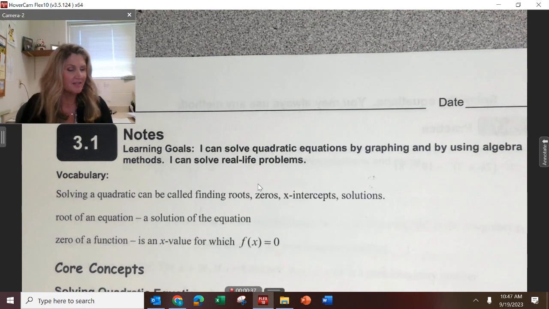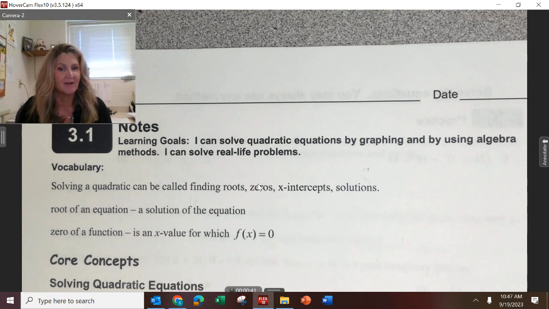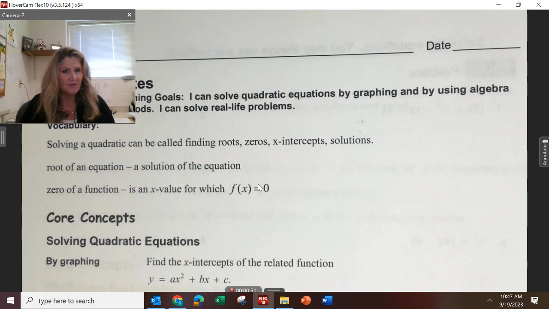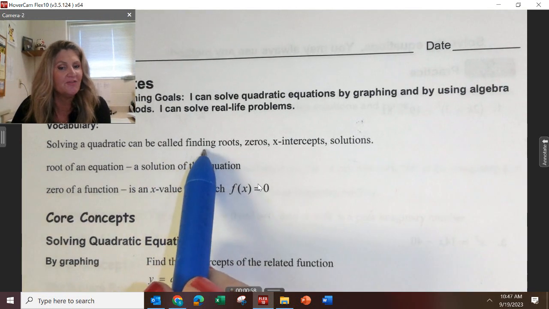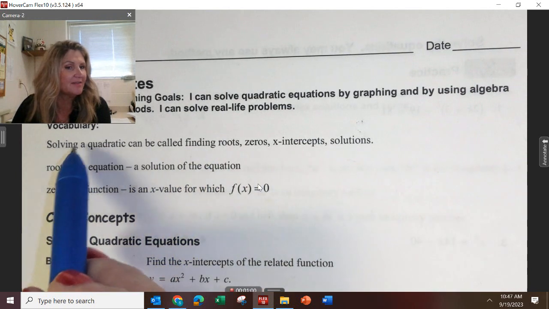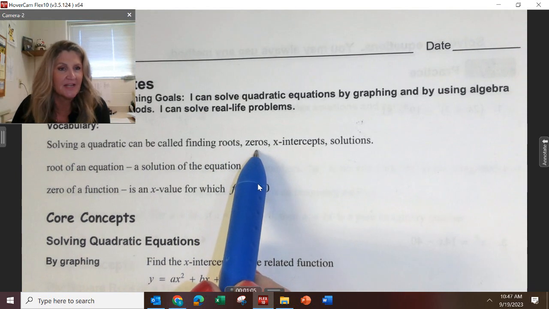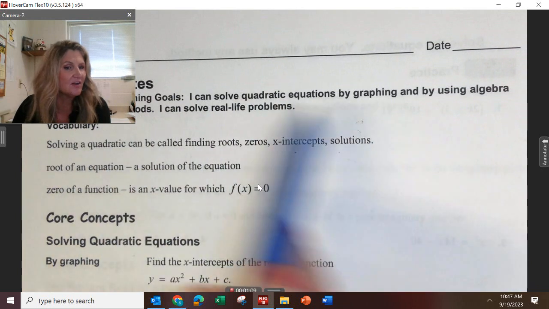So what we're going to be starting on in chapter 3 is solving quadratic equations by graphing using algebra methods, and then we'll be applying what we learn and we'll be solving some real life problems. So when we're solving a quadratic, there's a lot of different names we can give to that. If you're told to find the roots of the quadratic, that's the same thing as solving it. If they say to find the zeros, same thing. X-intercepts, solutions, all of these are the same thing.